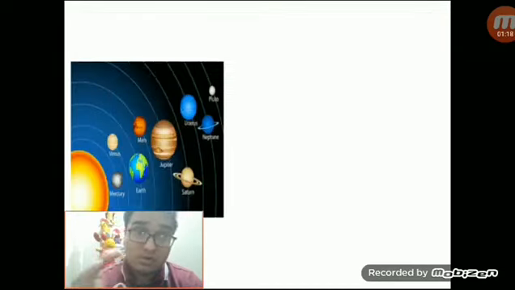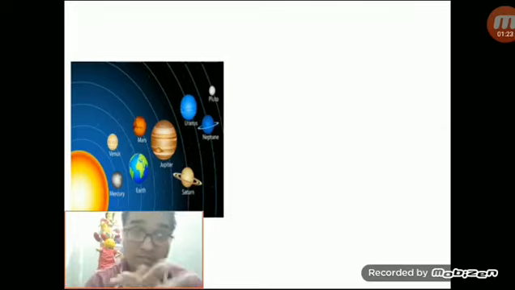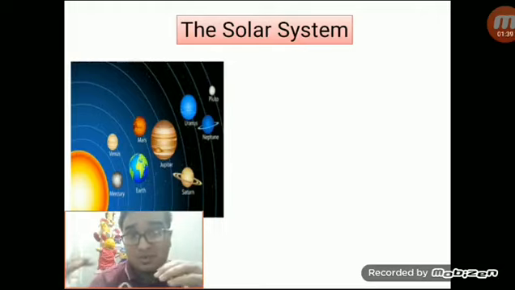Okay, so now I'm going to show you a picture, and you have to tell me about this picture. This is the picture of the solar system, and here we are watching the planets of the solar system, including the sun. Okay, so now I'm going to discuss the solar system. Another name of the solar system is solar family. So what is called the solar system or solar family?